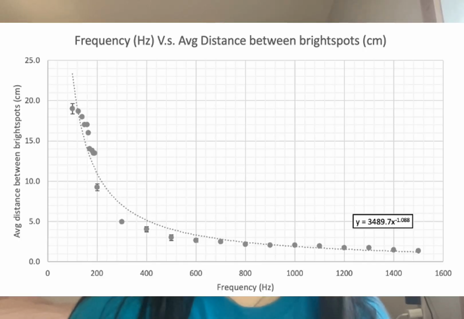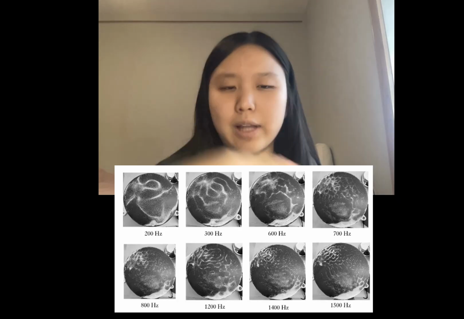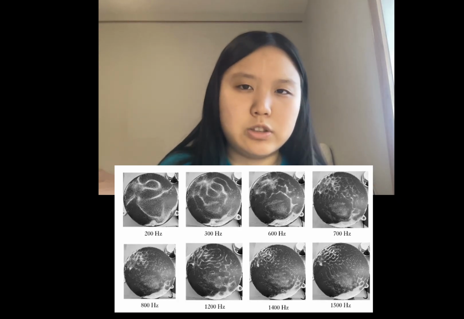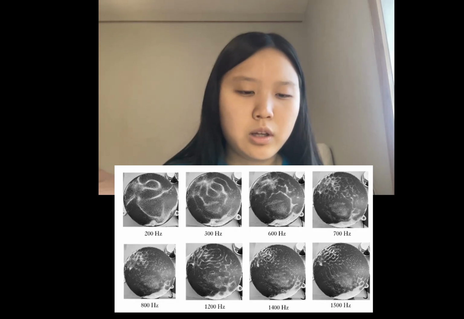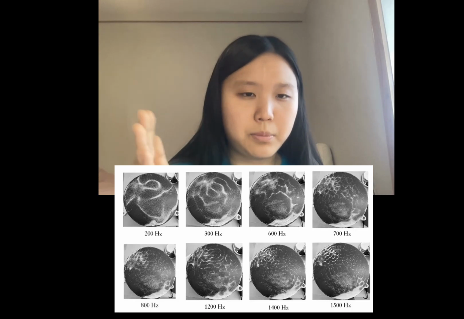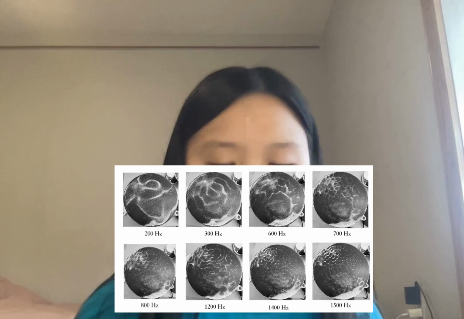However, I did find that when I measured the distance between nodes on my Chladni surface, as the frequency increased, the distance between nodes decreased. So it became smaller and smaller, like little circles or little lines, and it formed more complex patterns as the frequency increased, while the nodes were really far apart when the frequency was lower.